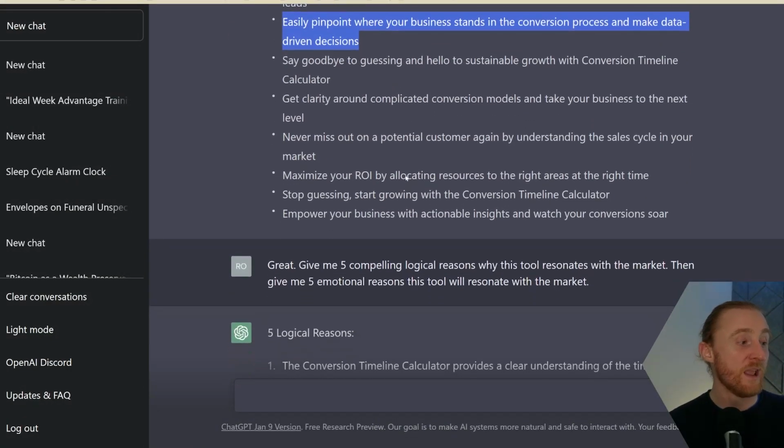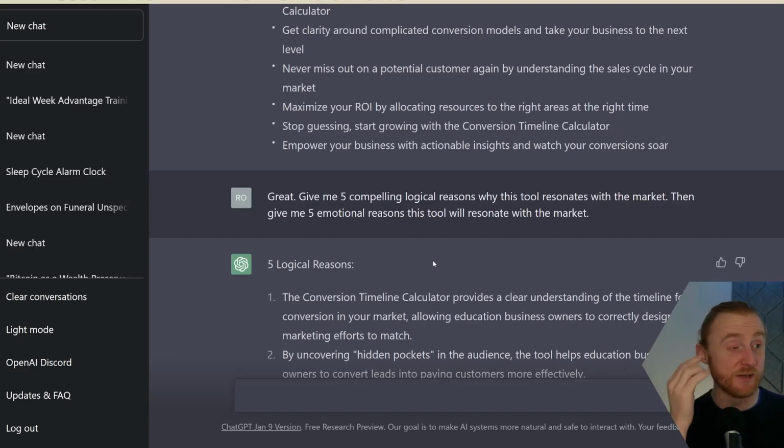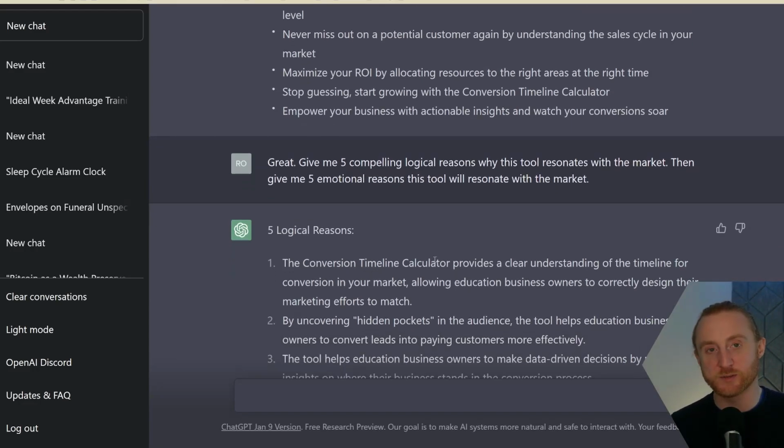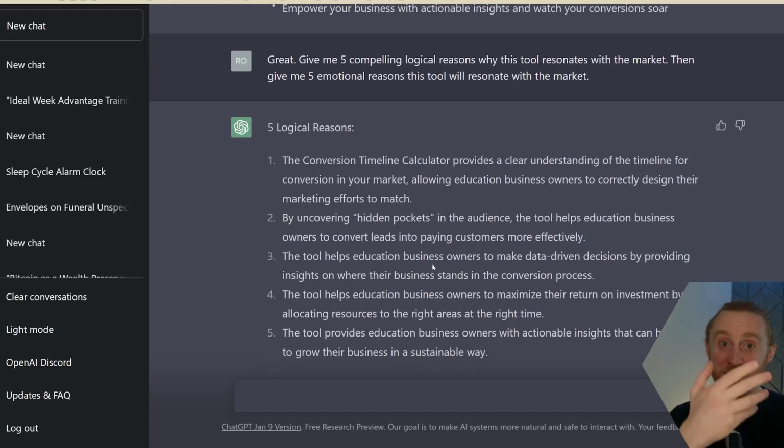Okay. I said, great. Now what I want you to do is give me 5 compelling logical reasons why this tool will resonate with the market. And then give me 5 emotional reasons why the tool will resonate with the market. And then it gave me these items. Again, I'm not going to read them out, but I'm showing you the thought calculator. I want 5 emotional reasons. I want 5 logical reasons.